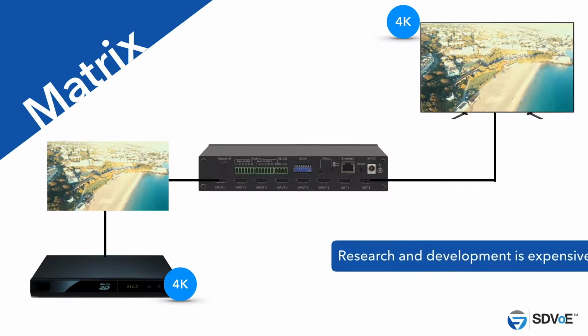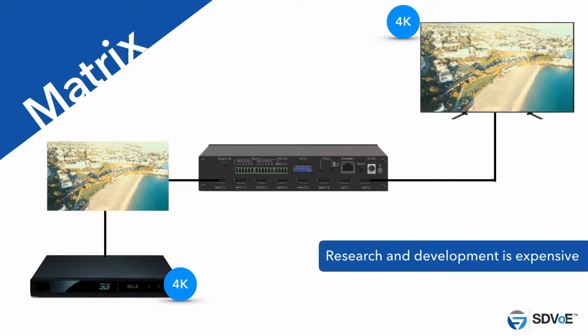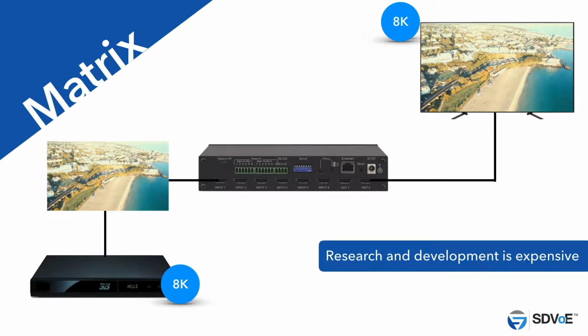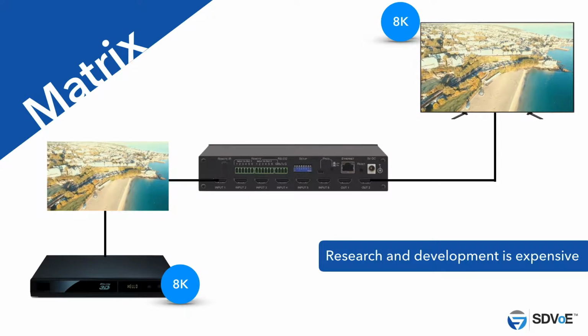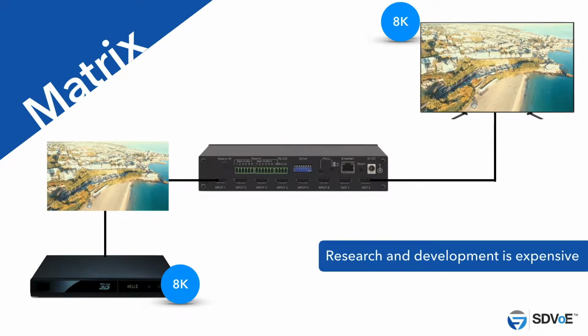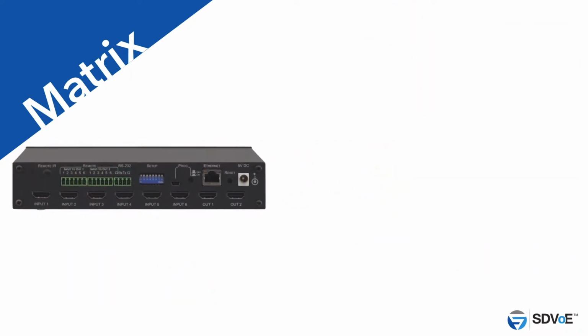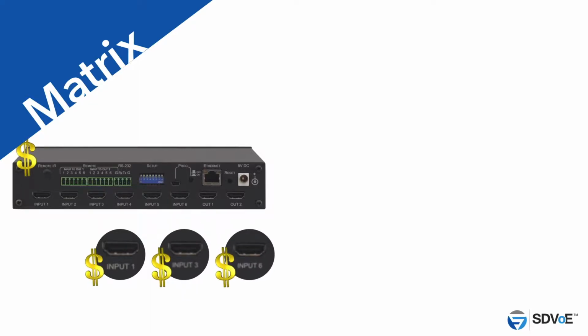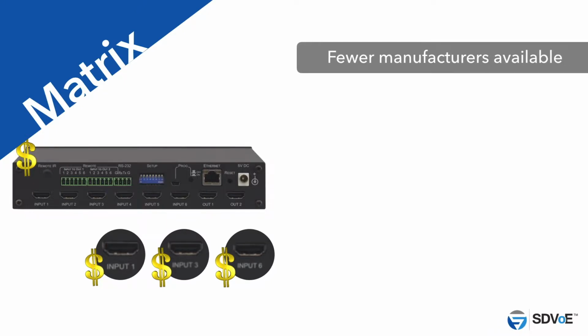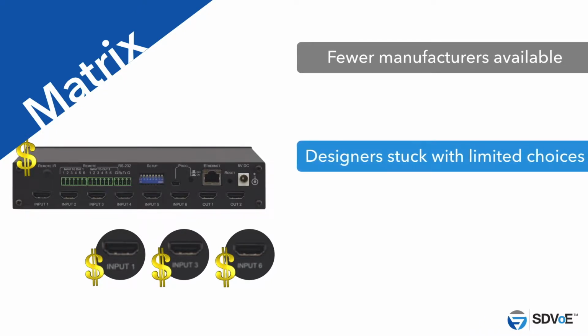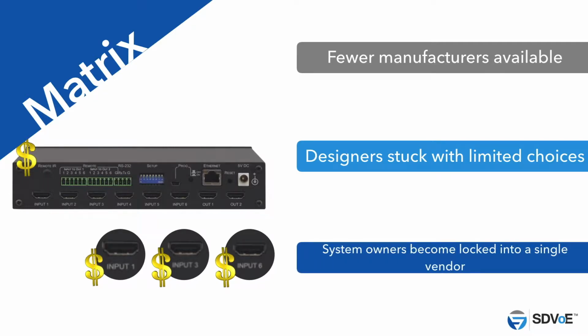Unfortunately, R&D is expensive, and as image resolutions get bigger and the demand for perfect latency-free video distribution grows, more and more money needs to be spent making sure the matrix switch can deliver it, and this makes each port more and more expensive to buy. As development costs spiral out of control, fewer and fewer manufacturers are able to keep up. Designers are stuck with only a few choices, and system owners end up locked into a single vendor for their entire system.